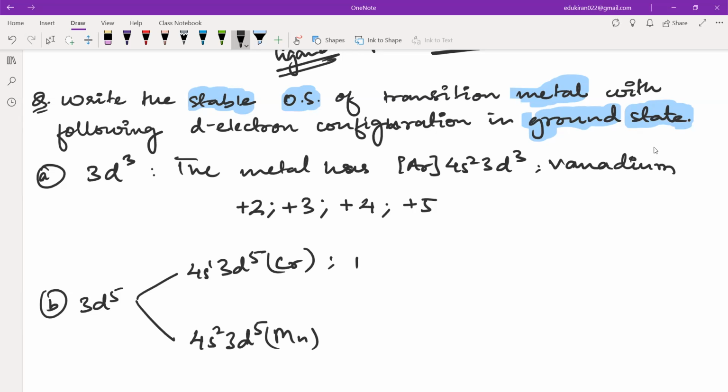So if you have been given 3d5, you will do it like this. Chromium: can it give you +1? No, it will not give +1. It starts with +3. If you look at the table, it starts with +3. Why +3? Because if it shows the +3 oxidation state, it will have d3, which is t2g3. That is why +3 is very stable for chromium. Then it will show +4, and then there are 6 electrons, so it will show up to +6.